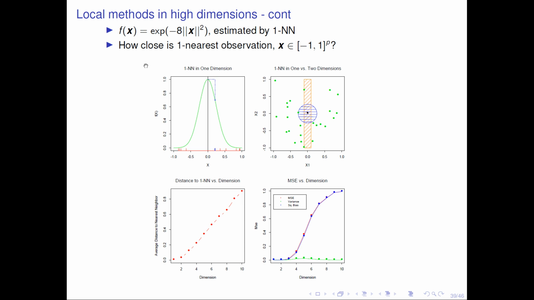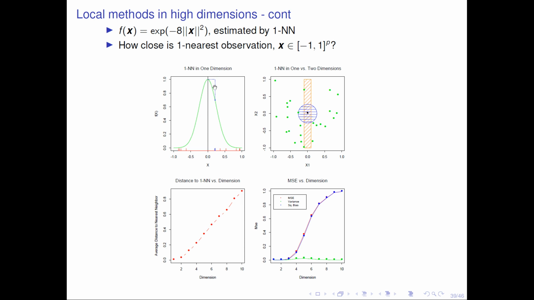So let's go to this setting. This is a more specific setting. So let's assume that we have one function, f of x, which is the exponential of -8 times the distance of x to origo squared. And we want to estimate it by the one nearest neighbor. So we take the nearest point. How close will that point be now in a cube again? But we have changed it a little bit just to make it symmetric. So now the cube is going from -1 to 1.